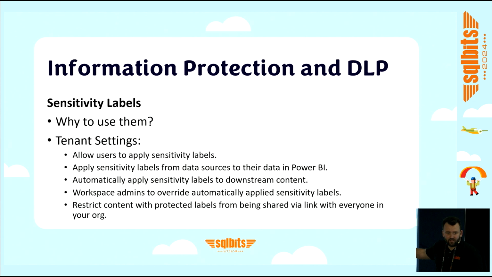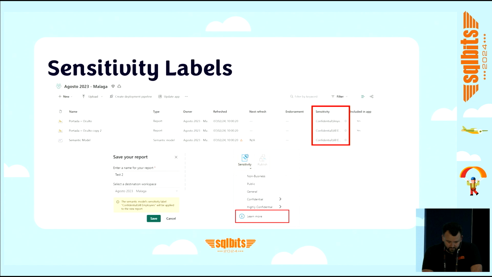To be fair, it is probably better to block it for the whole tenant, not only for reports with sensitivity labels. And if someone needs to create these kinds of links, maybe they should speak with the Fabric administrator. You can always set up groups so that only very few people can create links. But be careful, because everyone in the organization will be able to see the data.